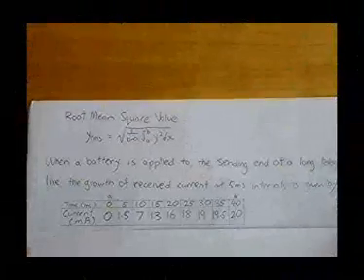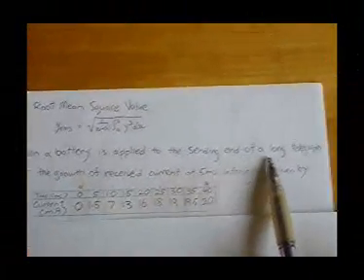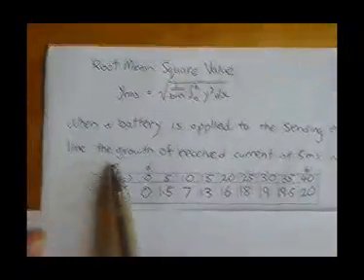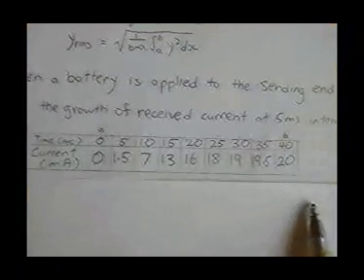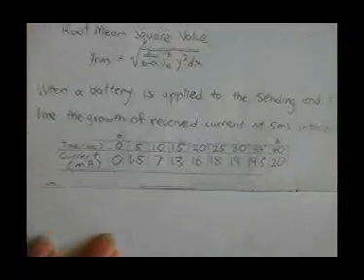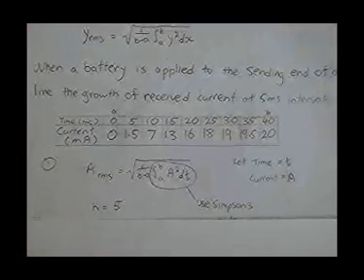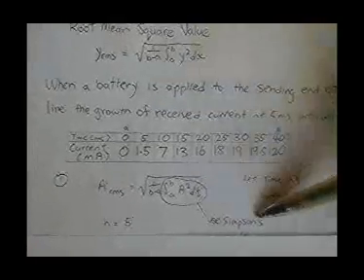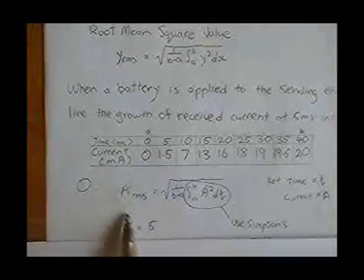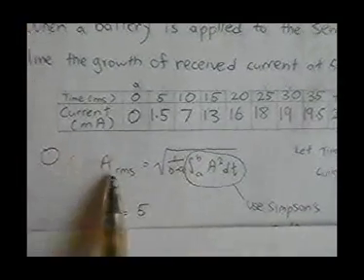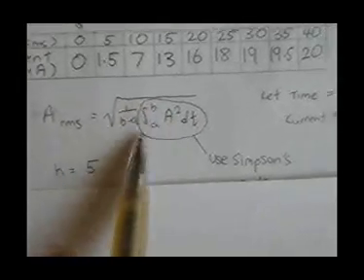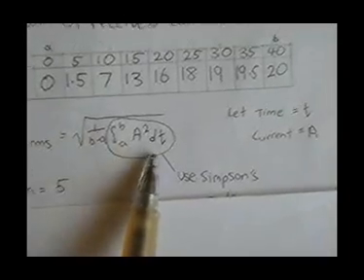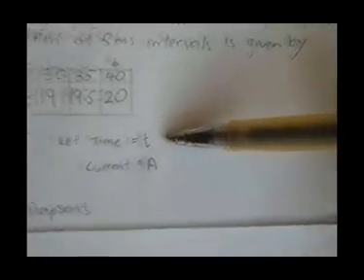As for now, I'll be doing tutorial 4 question. When a battery is applied to the sending end of a long telegraph line, the growth of received current at 5 ms interval is given by this graph. Step 1. We apply root mean square value rule into this question, and therefore you will form this equation: A RMS equal to square root 1 over B minus A integrate B to A, A square dt. That time equal to T and current equal to A.